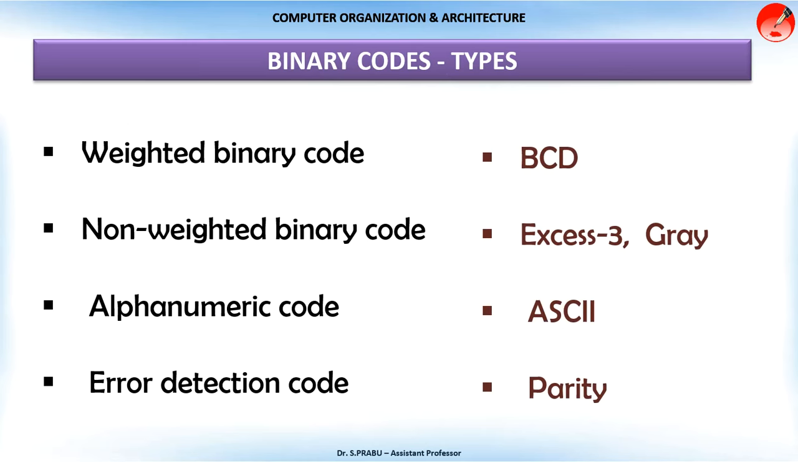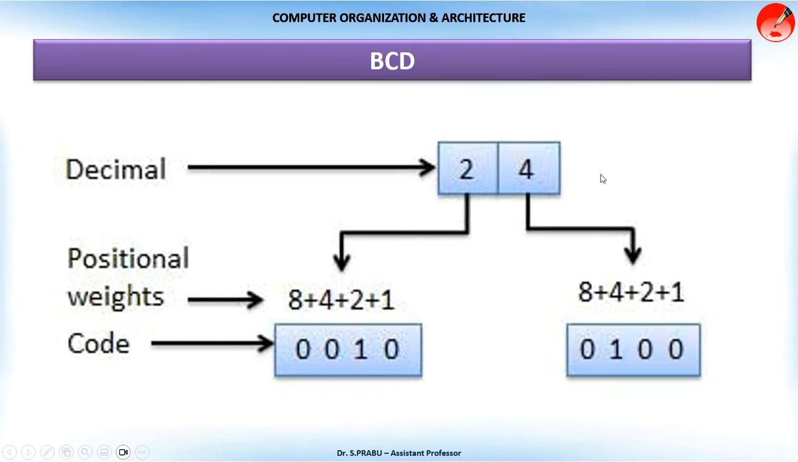In weighted binary code, the example is binary coded decimal. Binary coded decimal is one way of representing binary numbers, in which each and every individual digit is represented as a binary number in the 4-bit format. So 2 can be written like this. The actual binary value is 10 only, but we should write it in the 4-bit format. In the same way, 4 can be written like this.